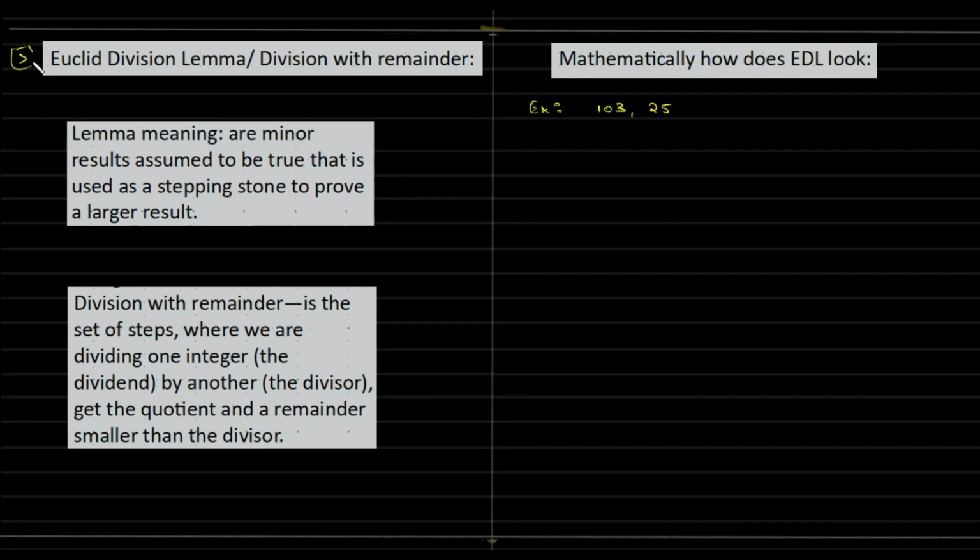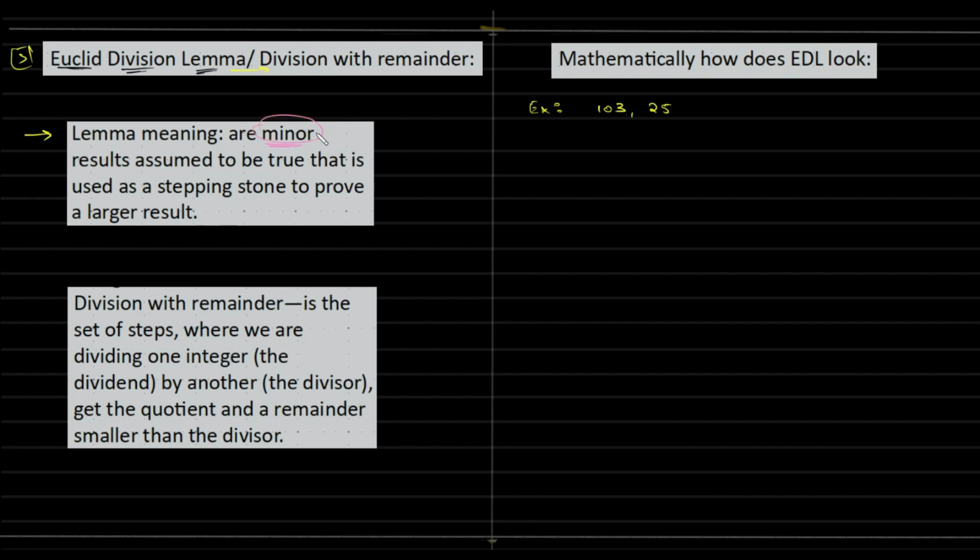So now the overview of Euclid division lemma. First thing is it has to do with division with remainder. So let's understand the heading itself. We have the word Euclid, it's a person's name. Division, it's an operation. And then we have the word lemma. Lemma means it's a minor result.